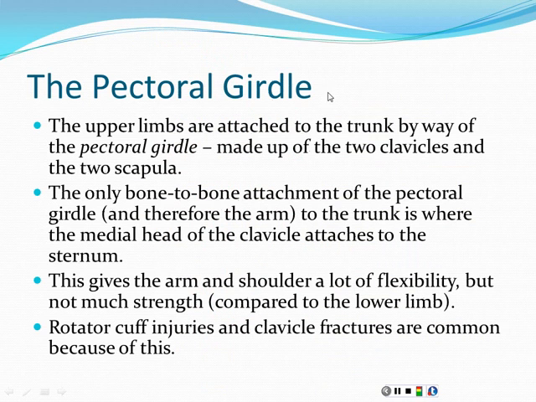So the pectoral girdle attaches the upper extremity, which is our fancy name for the arm. Just to be clear, technically the arm only goes from your shoulder to your elbow. From your elbow to your wrist is the forearm. So in anatomy, we don't say arm, we say upper extremity, because that includes the arm, the forearm, the wrist, and the hand.